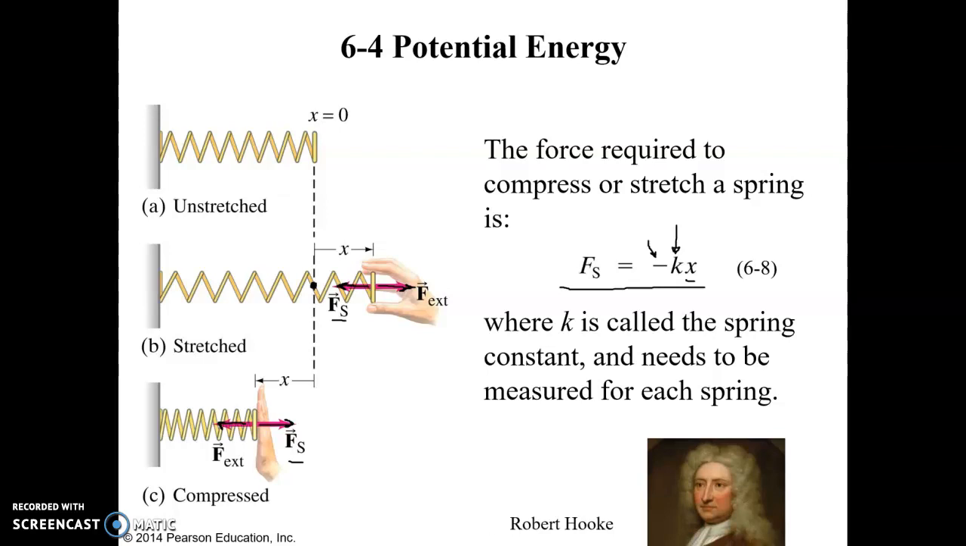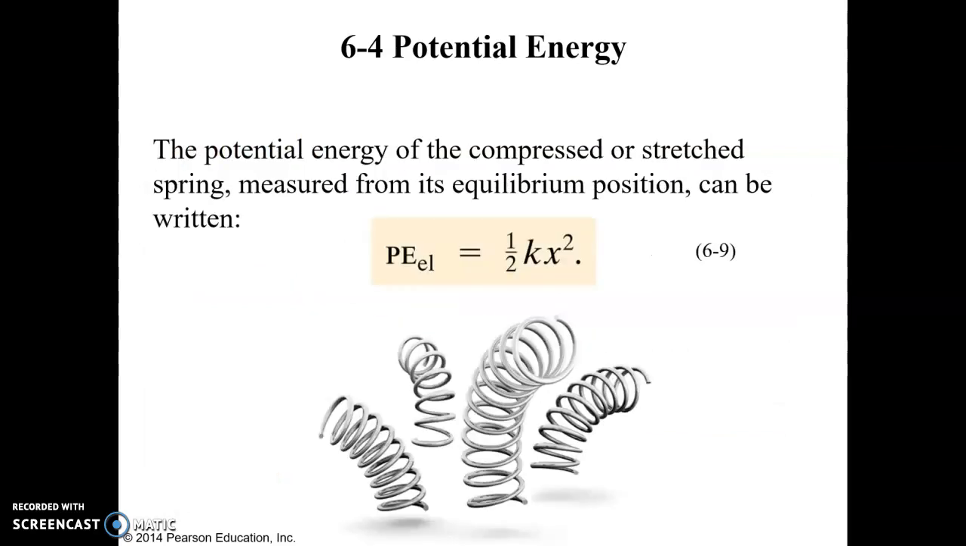And Robert Hooke was the scientist that is most associated with springs. And so this spring constant is also sometimes called Hooke's constant for the spring. Very closely associated with Robert Hooke. So we're going to use this subscript EL to denote elastic potential energy. So potential energy elastic is equal to 1/2 kx squared. Again, k is the spring constant, and x is the distance we have stretched the spring out.